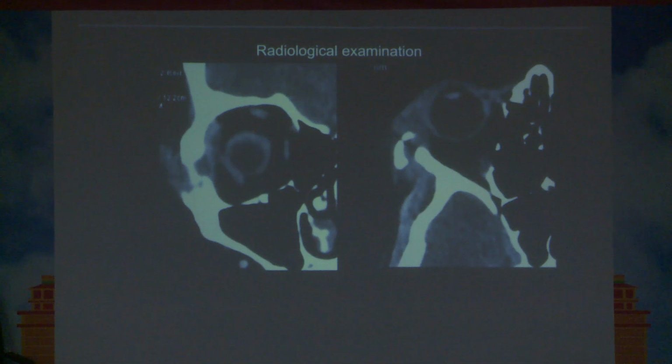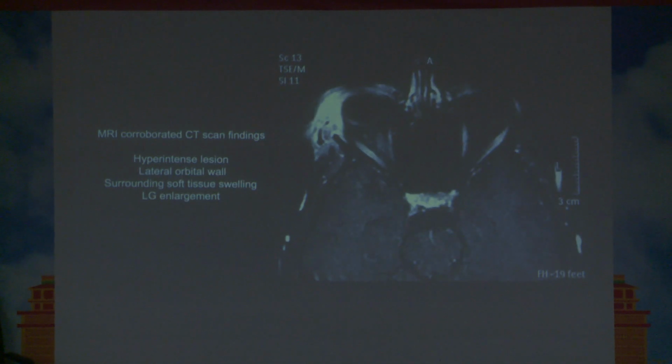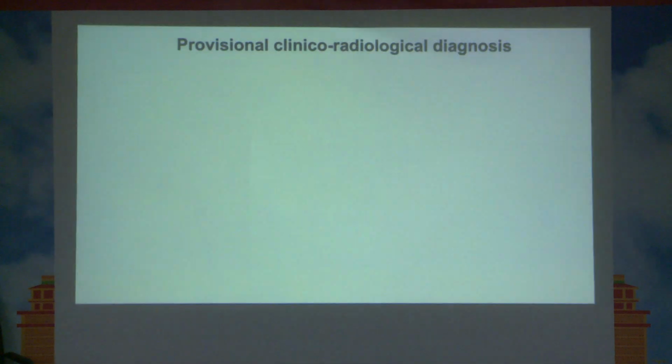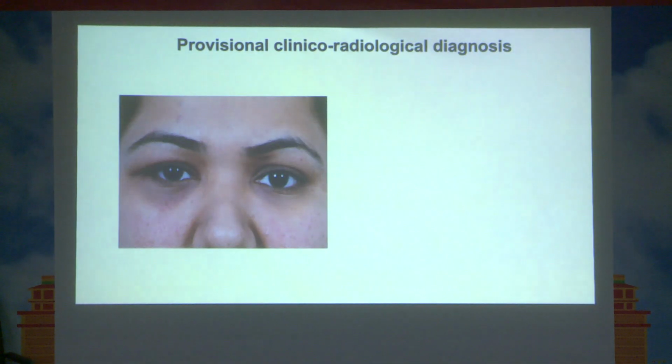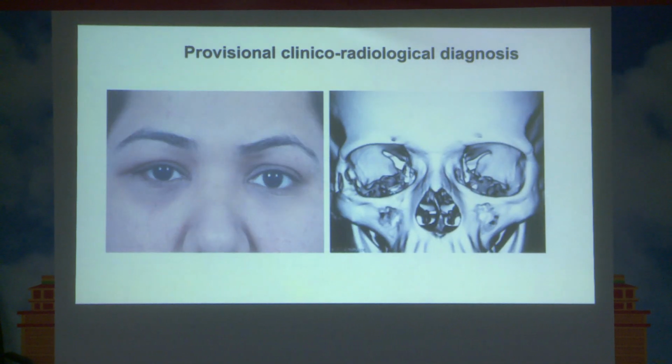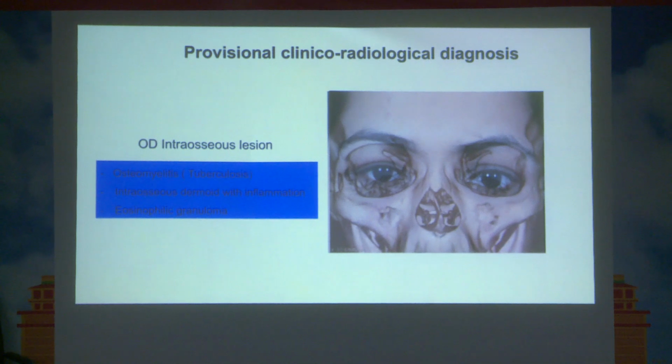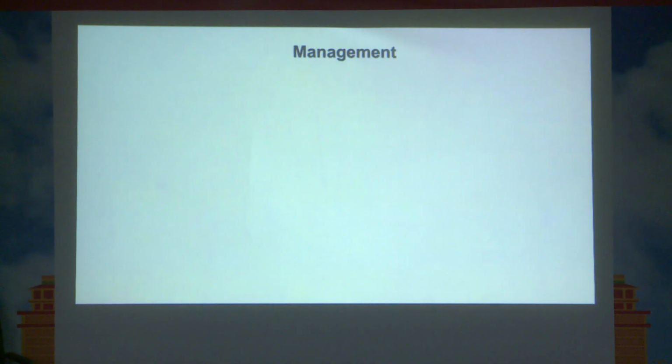We also, as you can see here, ordered an MRI, which corroborated with the findings of the CT with a hyperintense lesion in the lateral orbital wall, surrounding soft tissue swelling and lacrimal gland enlargement. So at this point of time, provisional clinical radiological diagnosis for this case was a right-sided intraosseous lesion, and our differentials at this point were osteomyelitis, tuberculosis, intraosseous dermoid with inflammation, or an eosinophilic granuloma.